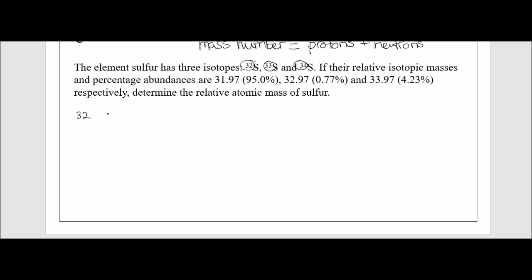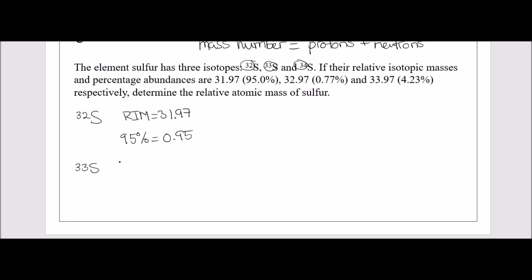For sulfur 32, the relative isotopic mass is 31.97 and the percentage abundance is 95%, which is the same as 0.95. So it's entirely up to you whether you want to convert it to decimals or just keep the percentages, as long as you understand what it means.